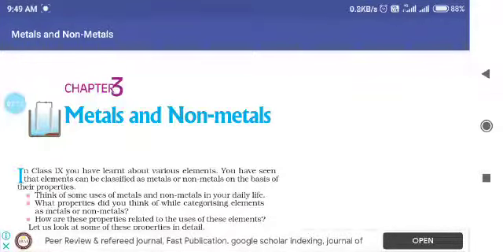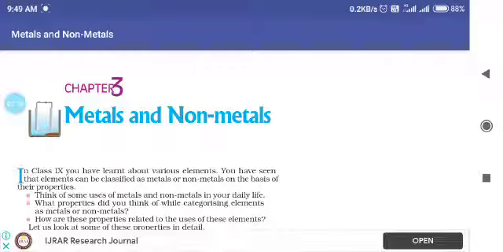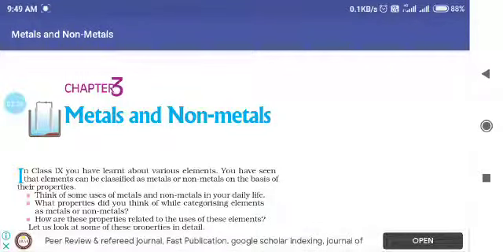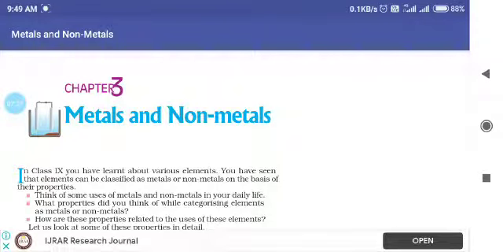On the other hand, the elements having tendency to gain electrons to make negative ions are called nonmetals. For example, hydrogen, chlorine, fluorine, bromine, iodine, sulfur, phosphorus, etc. Chlorine gains one electron and forms chloride ion.